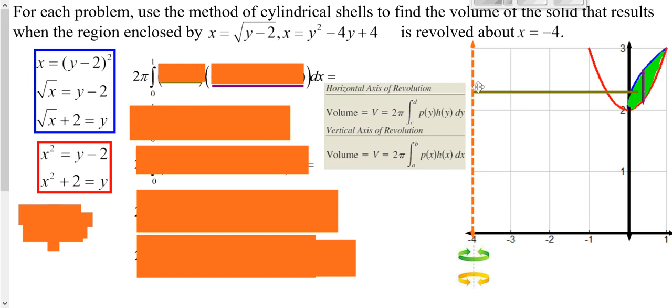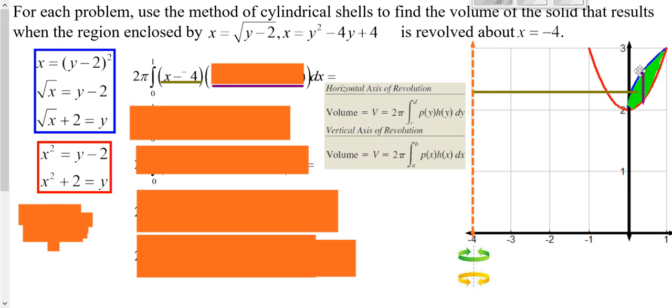Now your radius would be this. It has to go from your shaded region to your axis of revolution. We know our radius is either axis of revolution minus your variable or variable minus axis of revolution. Our axis of revolution is on the left, so we know it's going to be x minus our -4. So x minus our -4.